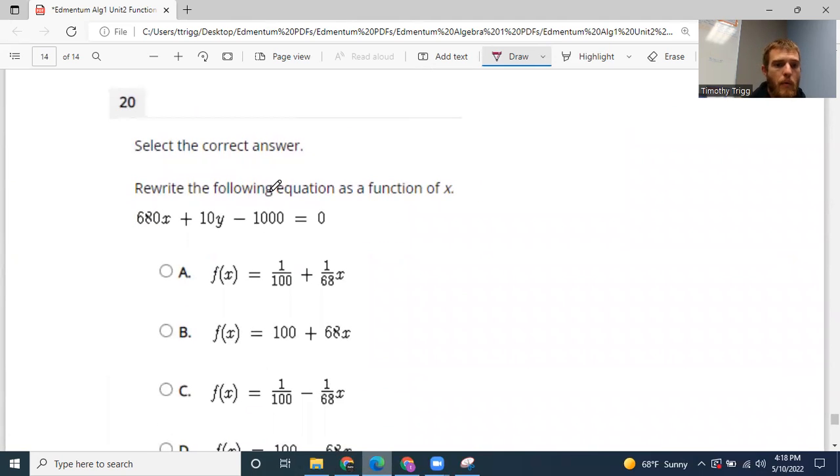Okay, last one. Rewrite the following equation as a function of x. Again, I want to solve for y. So my first step, we'll go ahead and subtract 10y from both sides of the equation. I'm going to write the y on the left side. Generally, I like to have my output on the left side. So negative 10y equals 680x minus 1,000.